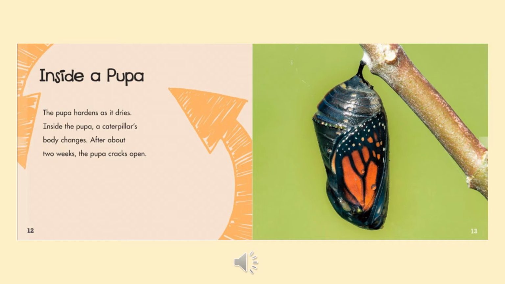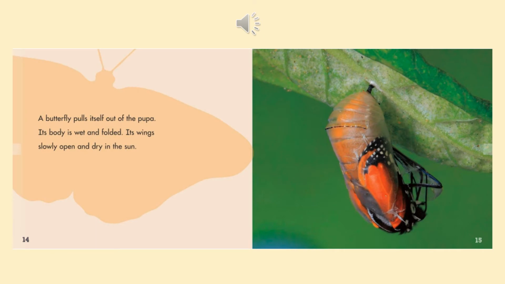Inside a pupa. The pupa hardens as it dries. Inside the pupa, a caterpillar's body changes. After about 2 weeks, the pupa cracks open. A butterfly pulls itself out of the pupa. Its body is wet and folded. Its wings slowly open and dry in the sun.